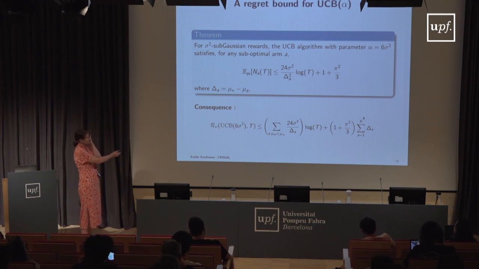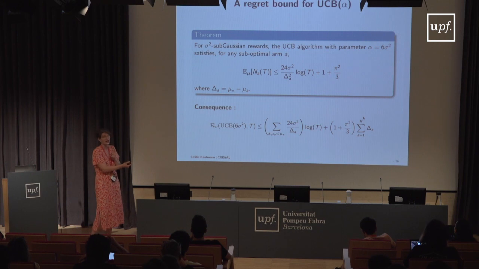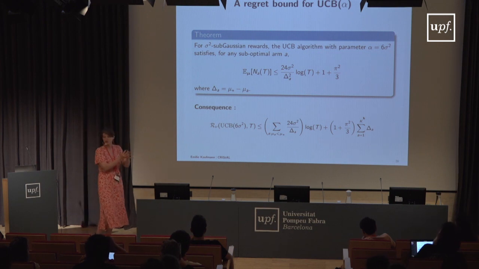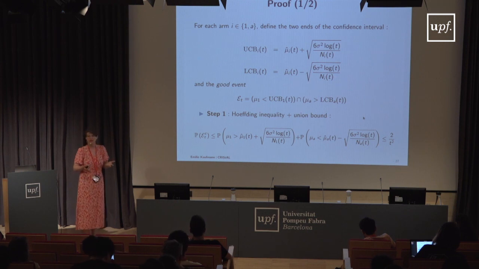And as a consequence of a bound on the number of draws of each arm, because of the formula of the regret, the regret will also be logarithmic. And here we have what we call a problem-dependent quantity, a sum over arms of the inverse gaps. So again, the more arms are close to the best, the larger will be the constant in front of the log. So this constant somehow reflects the difficulty of your bandit problem. So how do we analyze UCB?